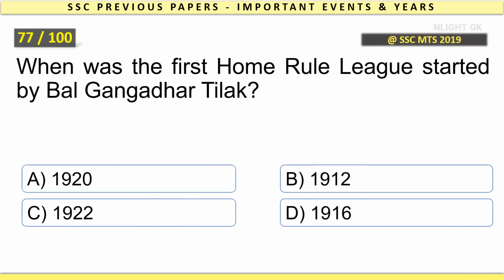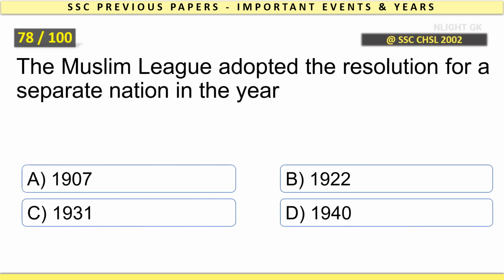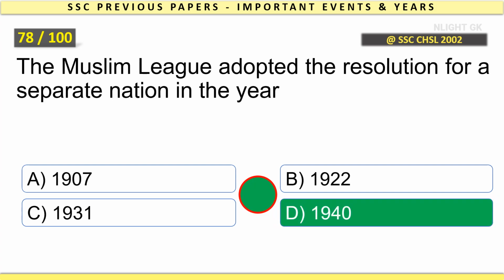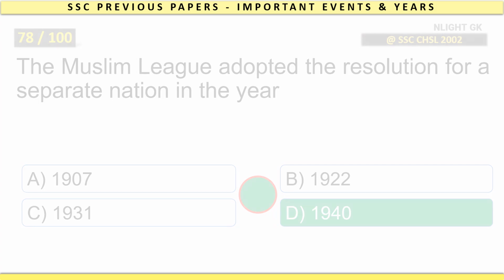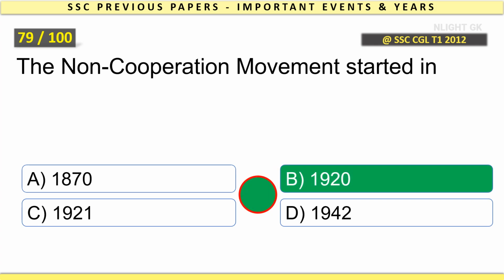When was the first Home Rule League started by Bal Gangadhar Tilak? In 1916. The Muslim League adopted the resolution for a separate nation in the year? In 1940. The non-cooperation movement started in? In 1920.